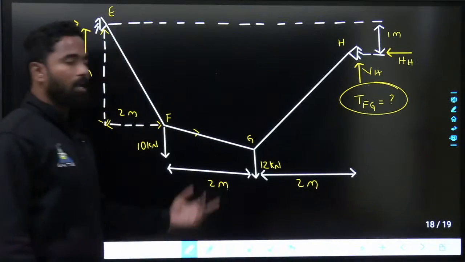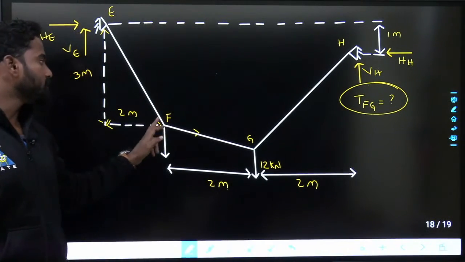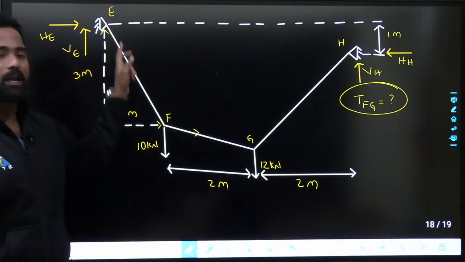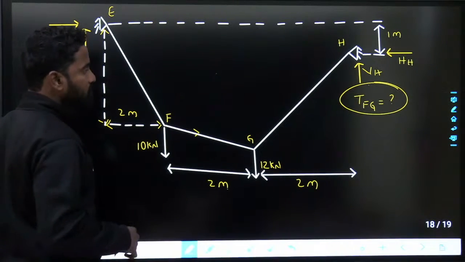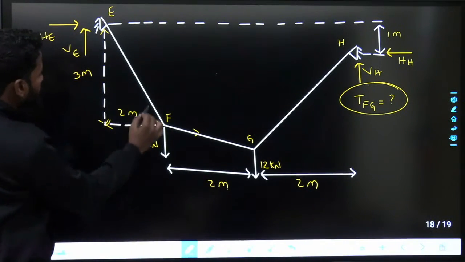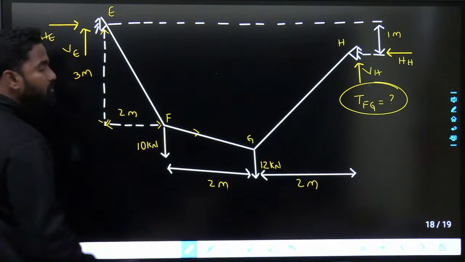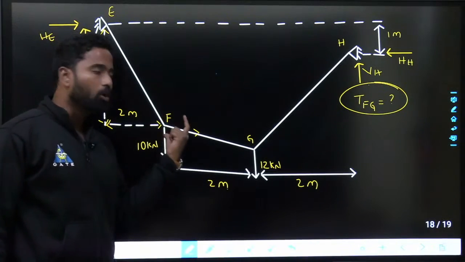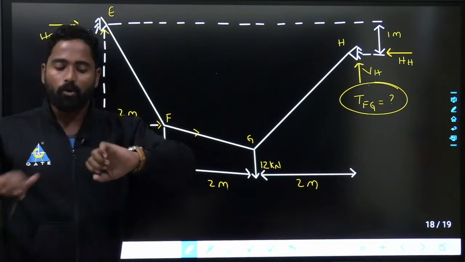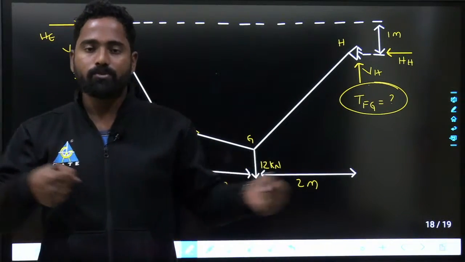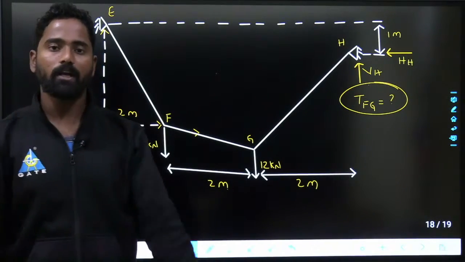Other equation: this is a cable. Cable will not take any bending moment. Bending moment at any point in the cable is 0. If I take summation of moments about F equals to 0 from the left hand side, then I get VE into 2 plus HE into 3. This height is given to me, that is 3 meters. Why am I taking summation of moments about F equals to 0? Because cable will not take bending moment. Cable will take only tension. In normal homes you can see that cable, right? That cable will take only tension. It will not even take compression and it will not even take bending moment.